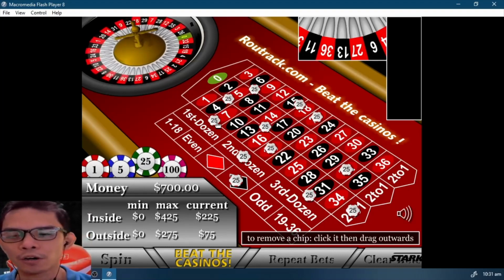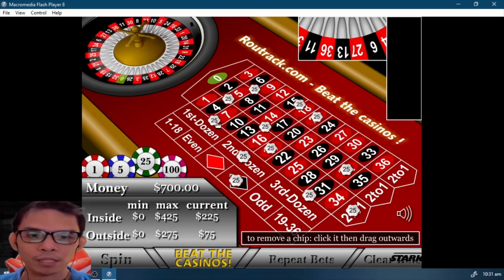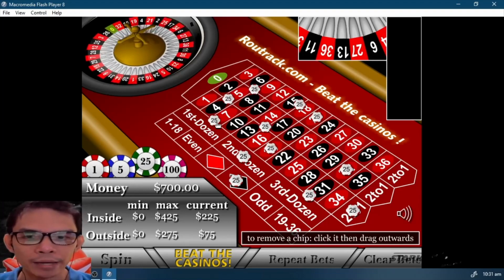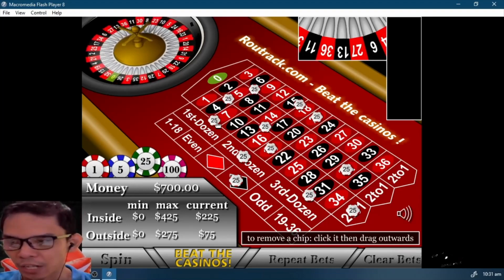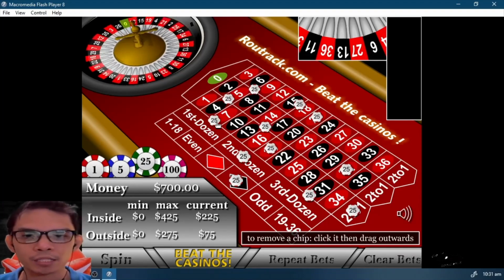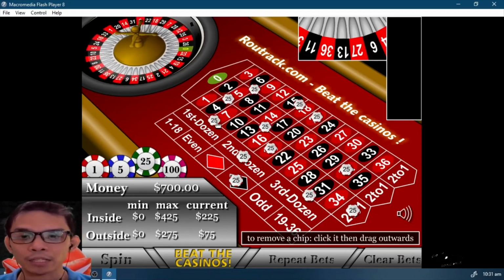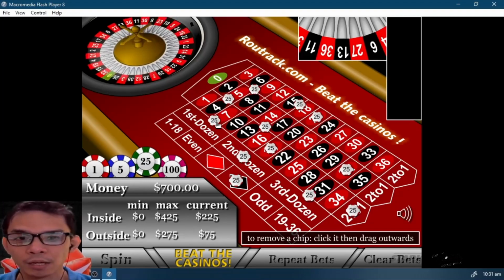So what is the disadvantage of this? The disadvantage is that the winning price for this scenario that we have right here is very minimal.